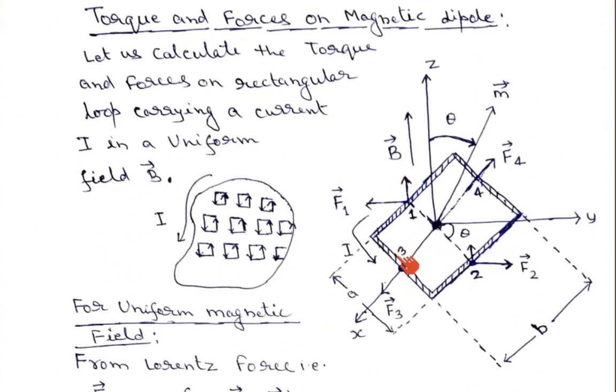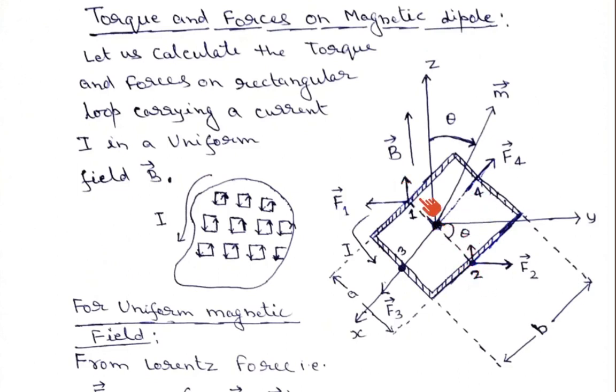Similarly, if you see for side 3 and side 4, the magnetic force will be along the F3 direction for side 3, along the x direction, and similarly the force on side 4 will be along the minus x unit vector direction. So they will again repel each other, because here the current is flowing in this direction and here in this direction. So each facing side of the rectangle will feel a magnetic force and repel each other.